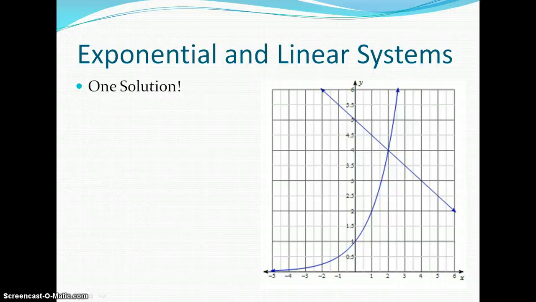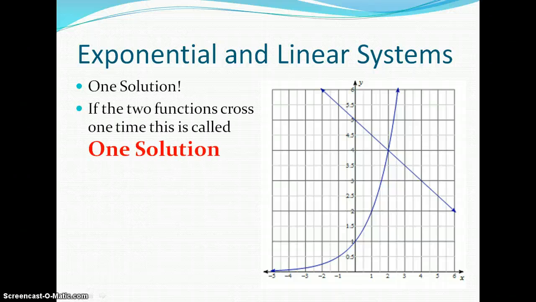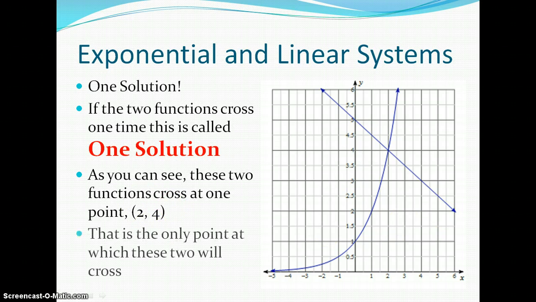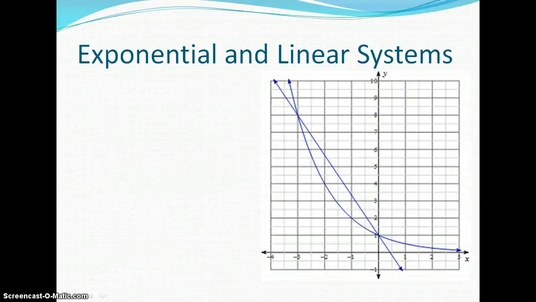Another type of solution we can have is one solution, just like before when we had two linear lines. This is called one solution because they're only going to cross one time. Again, when you write the solution of this system, you're going to write it as an ordered pair. So to get to this point up here, if we start at (0, 0), we're going over 2 and up 4. So that is why our point is (2, 4). This is the only point that these two will cross, which is why we call this one solution.